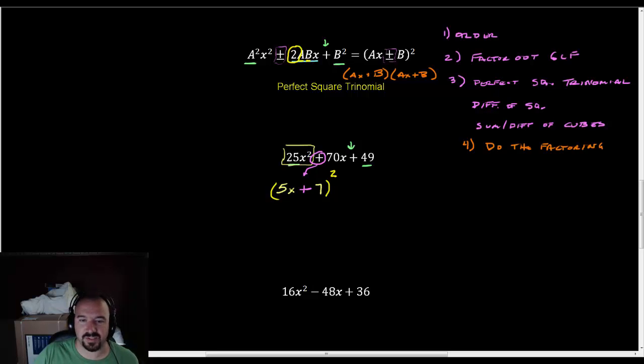So I take the value of a, which is 5, the value of b, which is 7. I multiply them together, I get 35. Then I multiply by 2. I get 70. Is that what this is? And the answer is yes. So the good news is we're done. This is the answer. It fits the pattern.